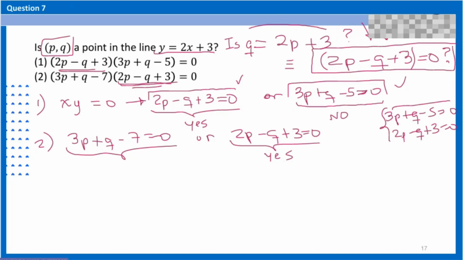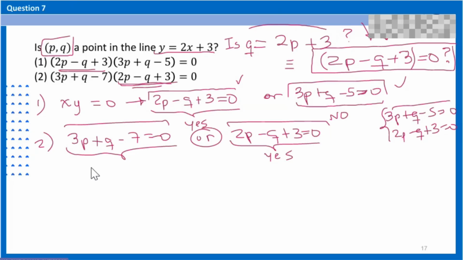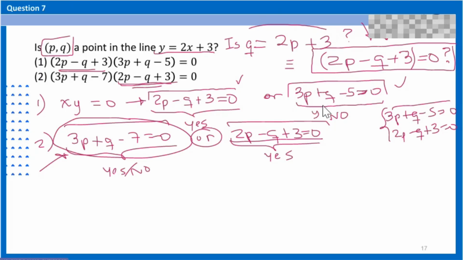Because you can pick the values of p and q that precisely make this 0 and this 0. Notice it's an or. You could pick just two values, p and q, that make this 0, but don't make this equal to 0. So in that case, that this is true means that you can have yes or no for an answer. Same as in this case. Yes or no, it's possible considering the second possibility. So that's why the second statement is not sufficient. So we are forced, or compelled, to analyze the two together.